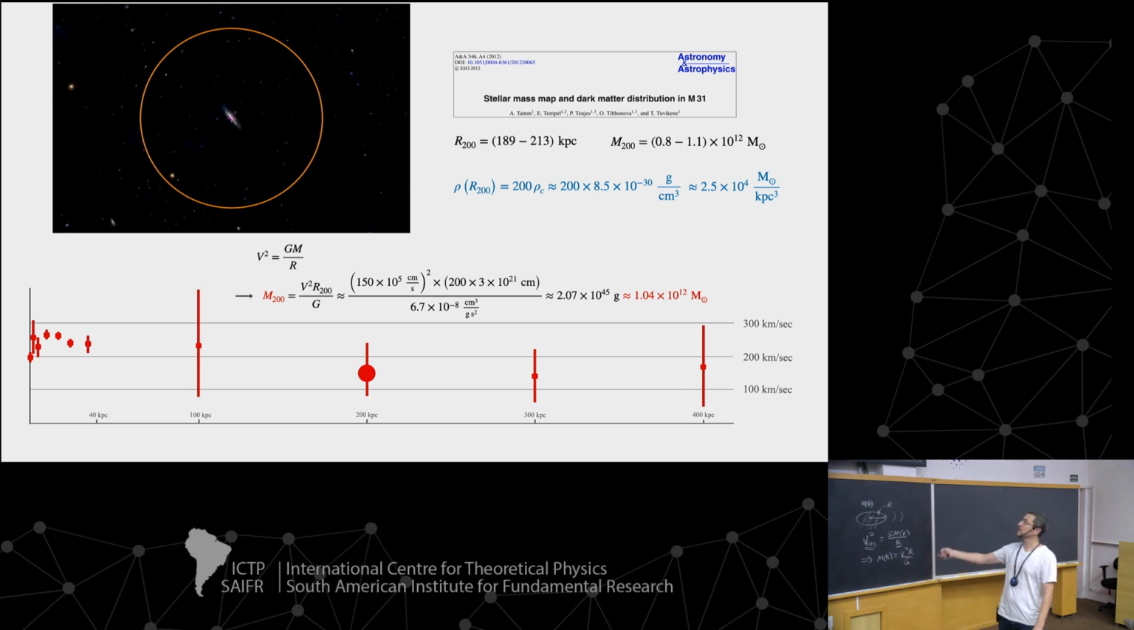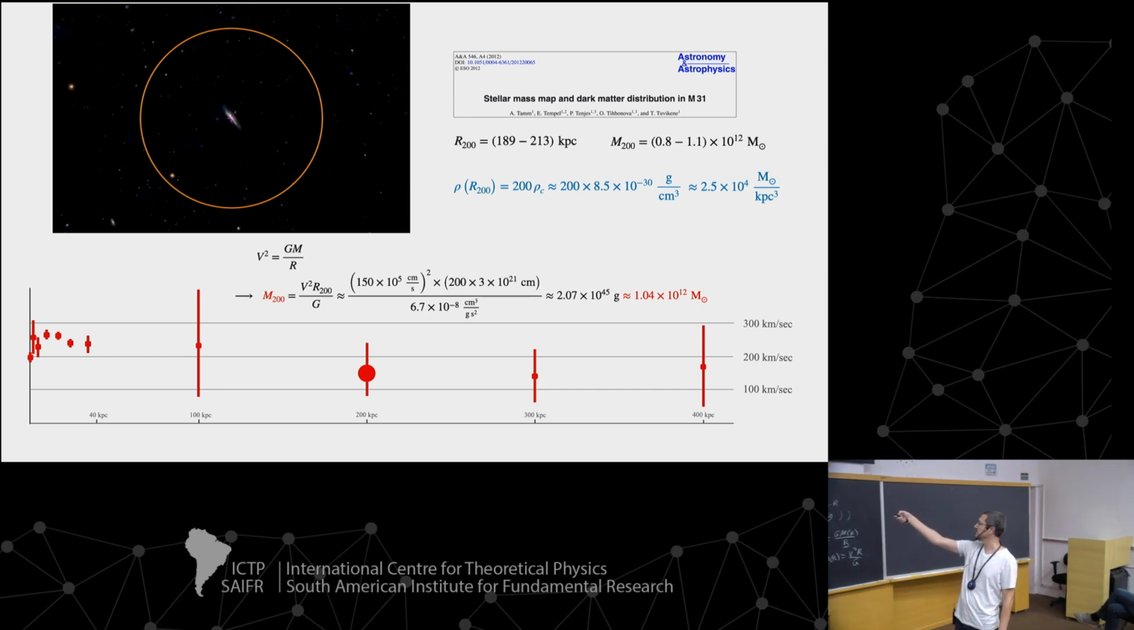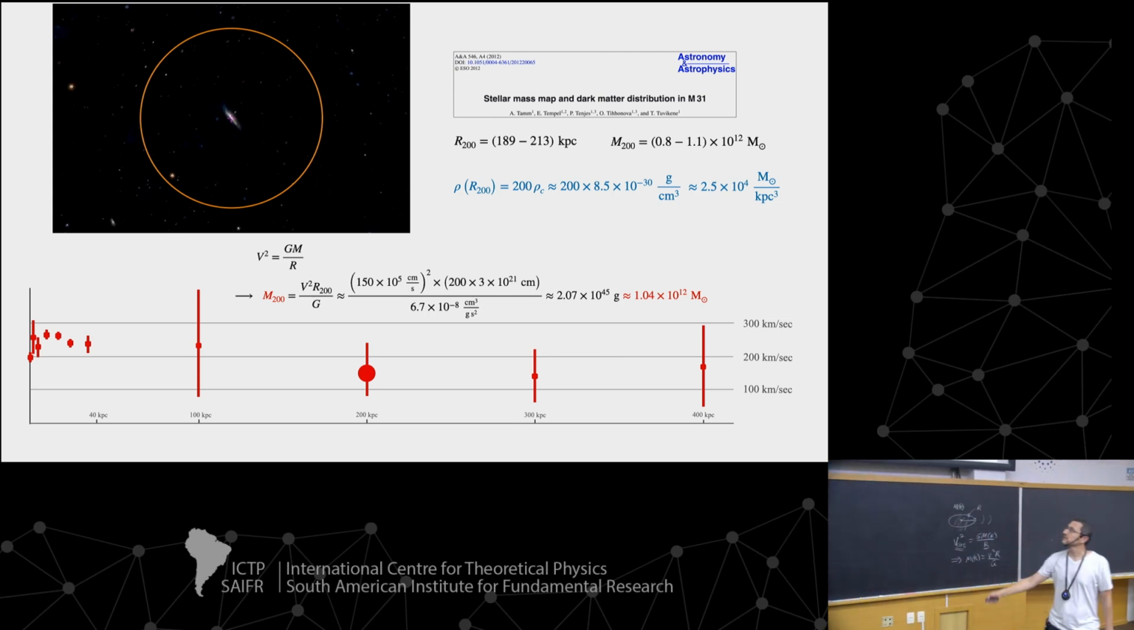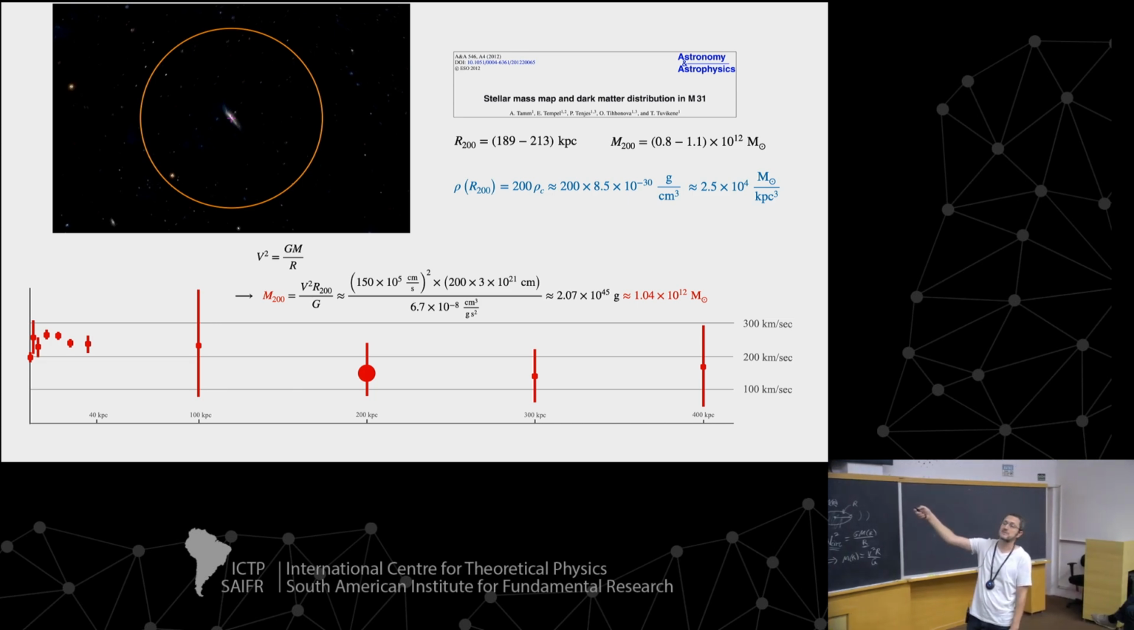OK, let's check this very simple estimate, M equals v squared r over G. Does it agree with the estimate of the complicated paper? Just put the numbers in. Here the data point is 200 kiloparsec, and what comes out of the box is 10 to the 12 solar mass, which is very compatible with what the sophisticated analysis does. So within 10, 20%, you don't need to think very much. So we can measure the mass of this object, and again, what we're measuring is roughly the mass inside of the orange circle.